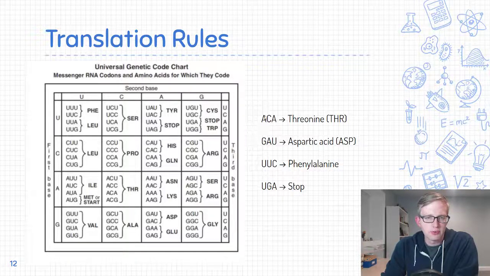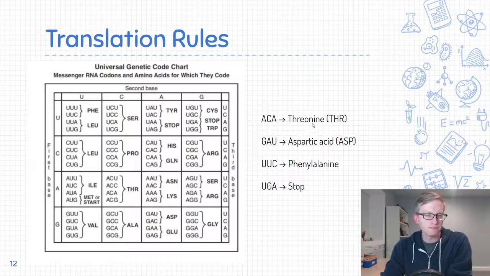So in our example I'm looking for A, C, A. The first base was A, the second base is C, so I'm looking at the 3rd row, and I'm looking at the 2nd column because the second base is C. So I know I'm in this box here. And then the 3rd letter was A, so I can see ACA. And that tells me that this is the THR amino acid, which is something called threonine.